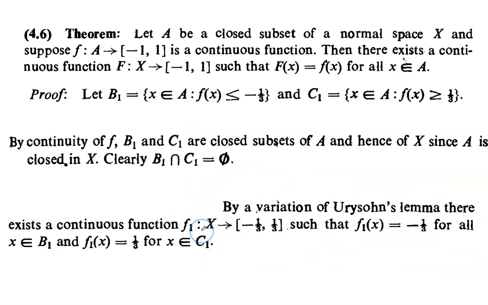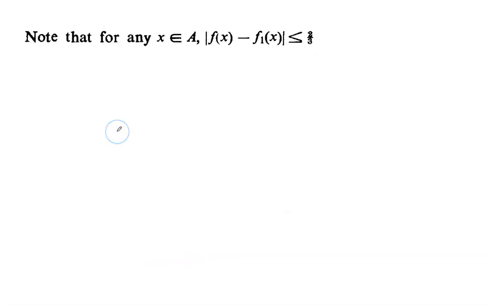Let us label this new function as f1 for convenience. So we can see that by a variation of Urysohn's lemma, there exists a continuous function f1 from X to the closed interval [-1/3, +1/3] such that f1(x) is equal to -1/3 for all x element of B1 and f1(x) equal to +1/3 for all x element of C1. We can observe that for every x element of A, the absolute value of f(x) minus f1(x) is in fact less than or equal to 2/3.